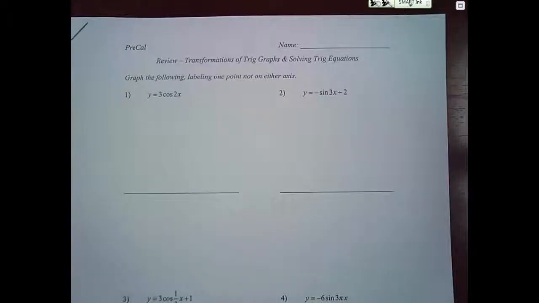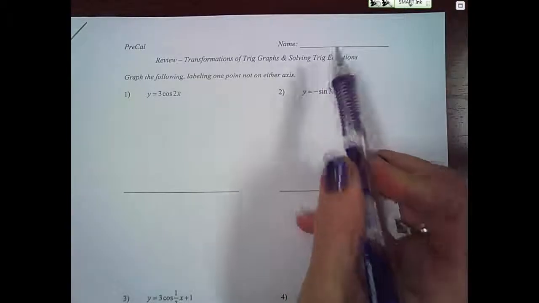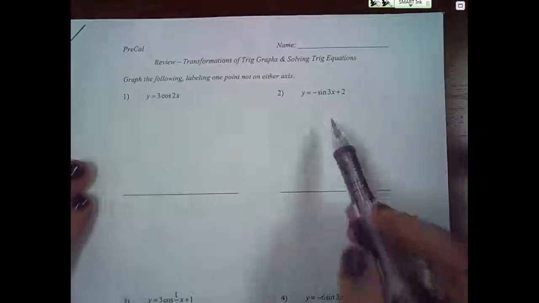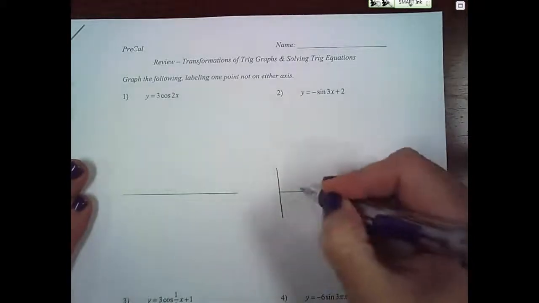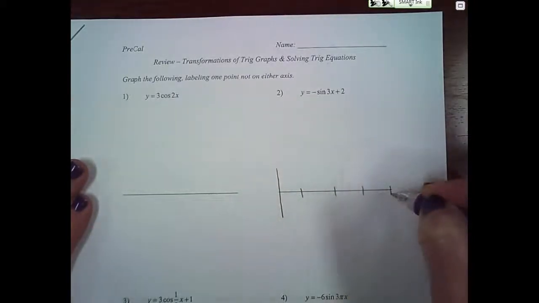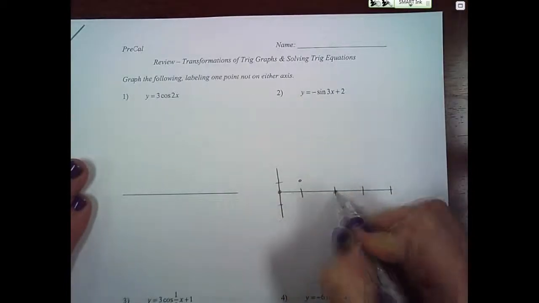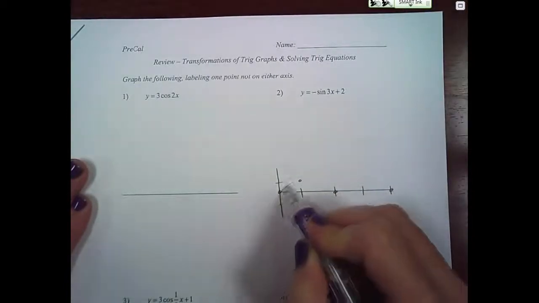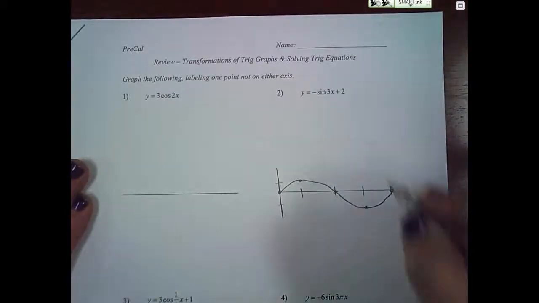All right, we're going to review for your transformation of trig graphs and solving trig equations. I'm going to skip around a little bit. I'm going to actually start with number 2. So the first step you want to do is graph your original sine graph. So that's what it normally looks like. And then we do our steps.